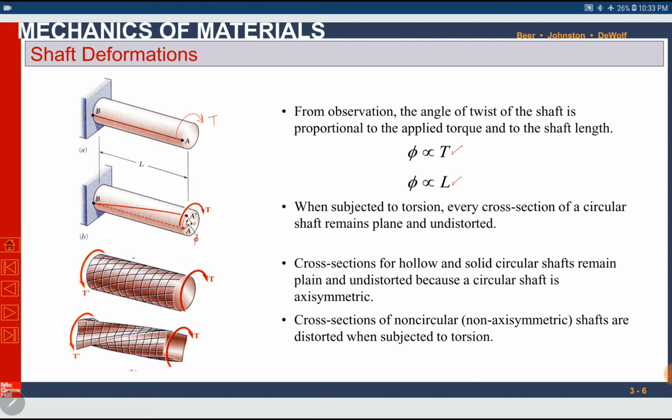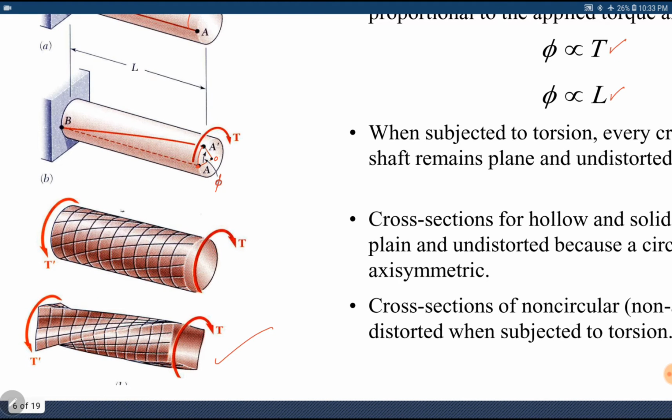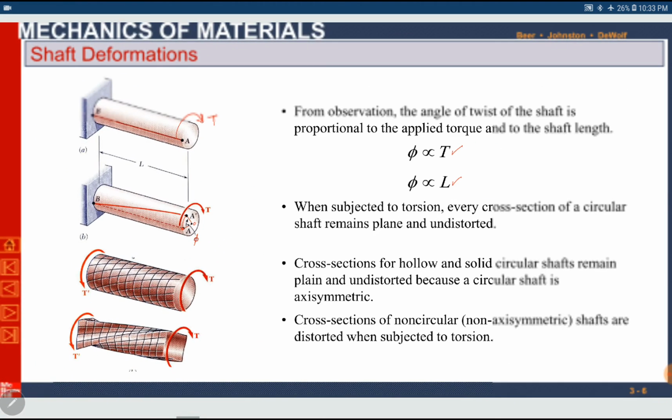But if we take an example of a non-axisymmetric body, for example a square or a rectangle, like in this figure, if we apply torque on it, the cross section is no longer the same. It is not planar and it is distorted. So axisymmetry makes the structures remain planar and undistorted after the application of torque. Okay, this is important for us. We will use it later: that the angle of twist is proportional to torque and length of the shaft.